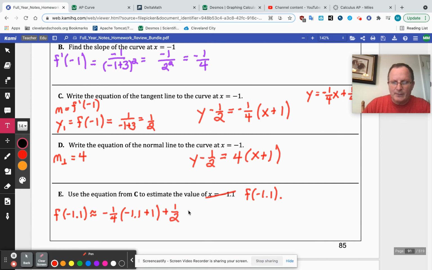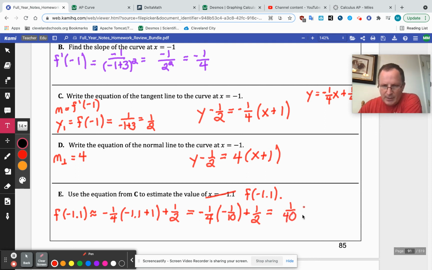All right, so then we just have to clean this up on the right-hand side. This is negative 1/4 times negative 1.1, which is negative 1/10 times negative 1/4, just to keep our fractions. Negative 0.1, and then plus 1/2. We don't want to blend the fractions and the decimals too much. So then this is 1/40th plus 20/40ths, which is 1/2.